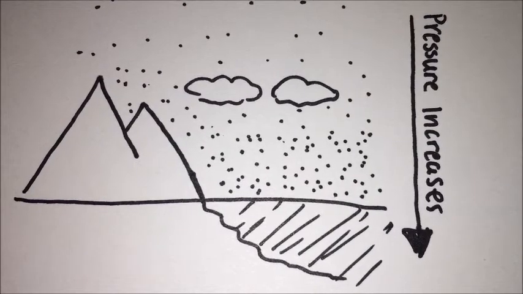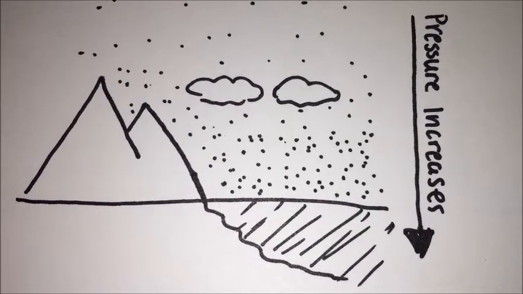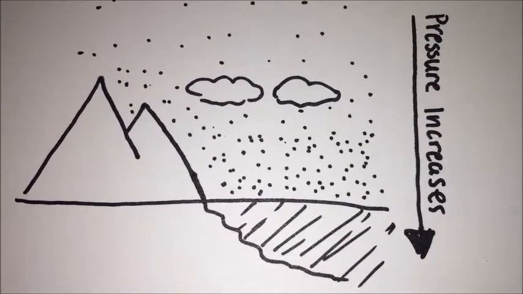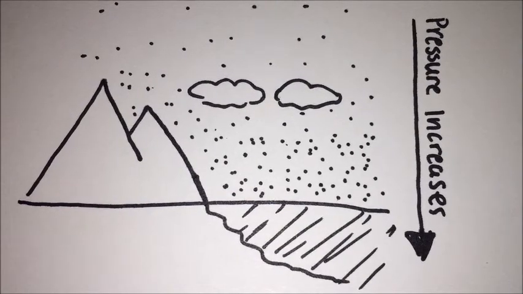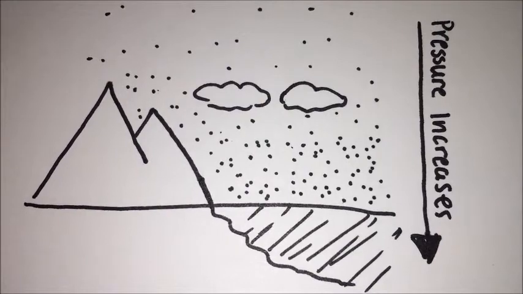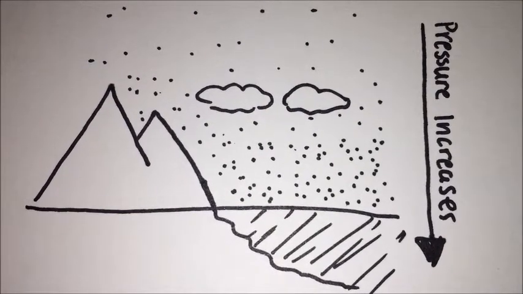Now that we know what pressure is, let's take a look at pressure around us. First off, look at this picture. There are particles of air up near the clouds, near the mountains, all the way down to the ground where there's water. Now those air particles actually create pressure, and it's caused by gravity.